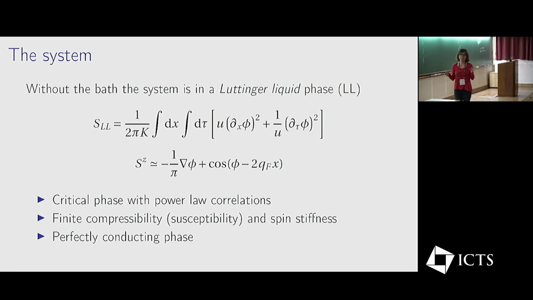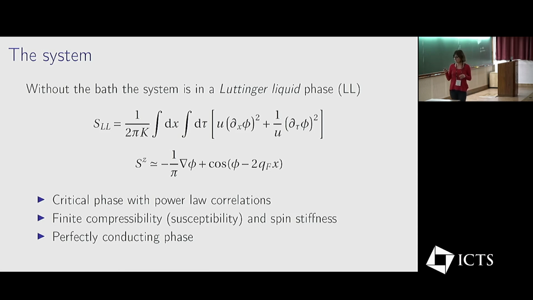I'm not going to review the mapping, but let me say that you have this quadratic action of a field phi, which enters in the definition of the sigma z operator, the density of the spin. Two important parameters of the problem are the speed of sound u, because the excitation has a linear spectrum, and the Luttinger parameter K. K is an adimensional parameter, and it is the exponent which controls the decay of correlations in your system.